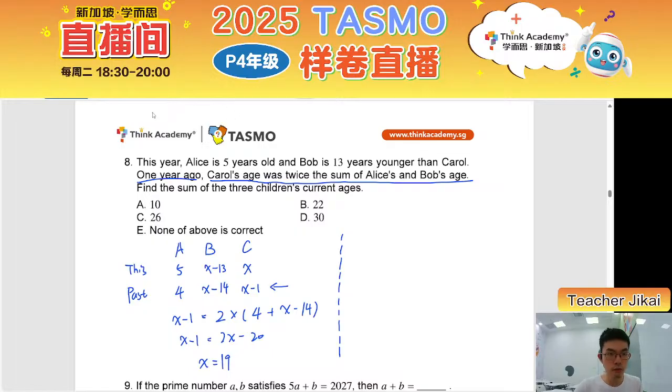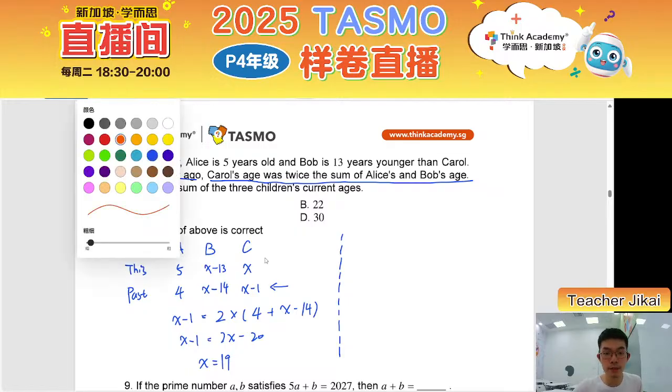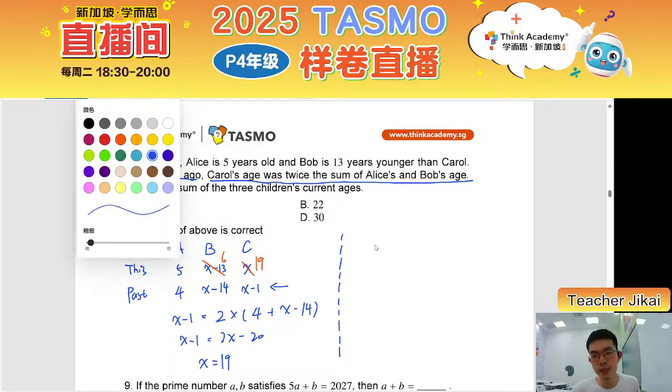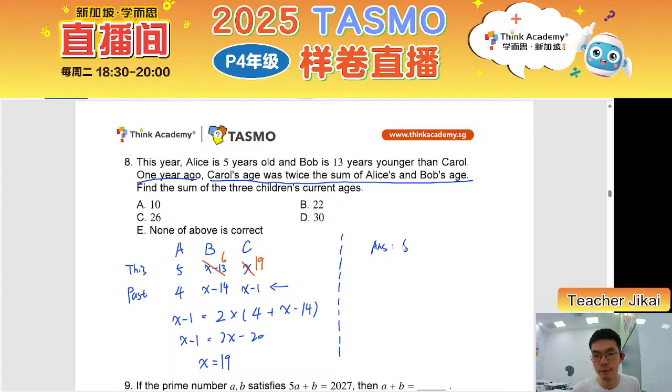The sum of the three children's current ages. So we already know the value of x, so it is easy for us to get it, right? x here is 19, and this age is x minus 13, which is 6. So the answer here is easy. We just use 5 plus 6 plus 19. So it is 11 plus 19, and we get 30. So we know they are 30 years old.